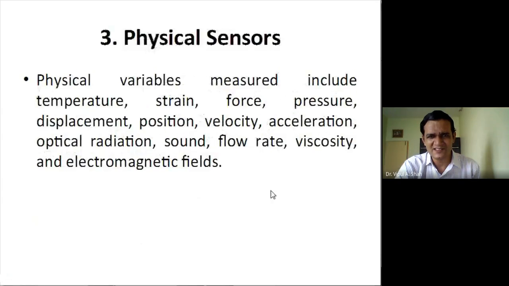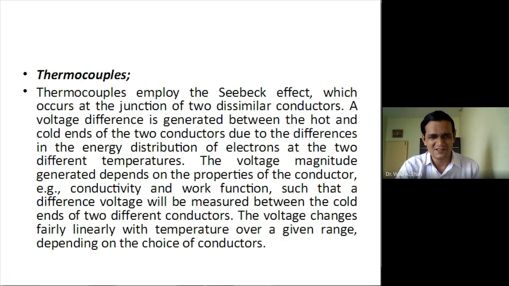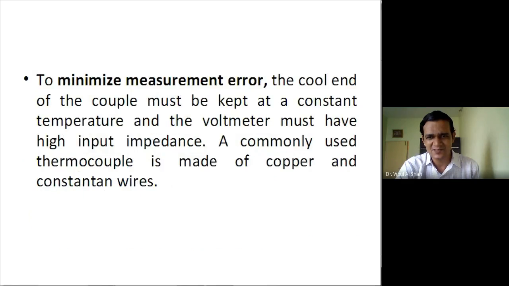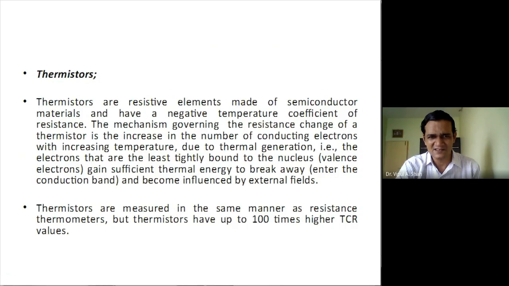Then we have some physical sensors to measure strain, temperature, force, pressure, position, velocity, acceleration, sound, flow, etc. So various electromagnetic field ranges we can utilize for sensing temperature. As a temperature sensor, we can use the thermometer or thermistor for human body temperature measurement. Thermocouples are utilized for this purpose. The RTDs can be utilized for this purpose. We have seen the RTD, resistance temperature detector, and thermistors.